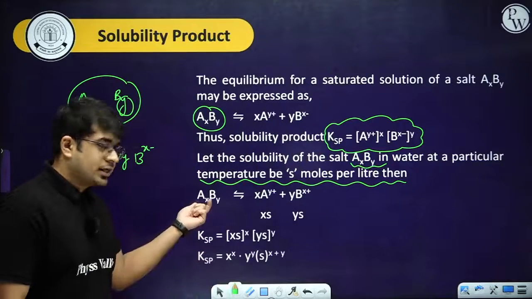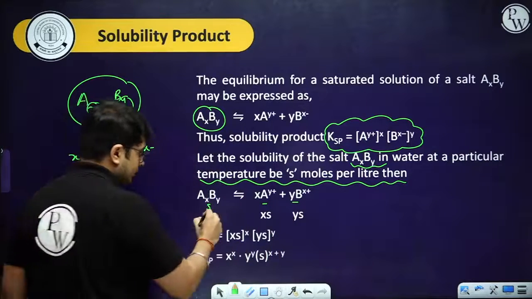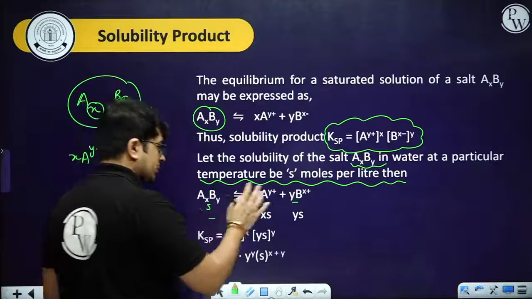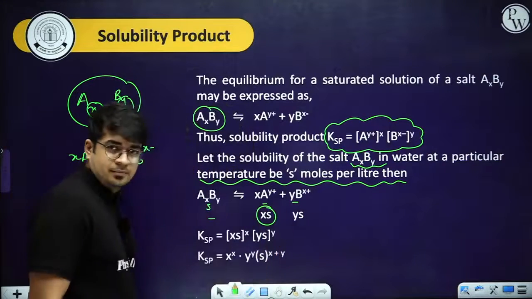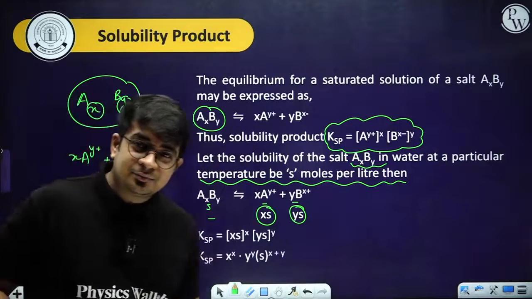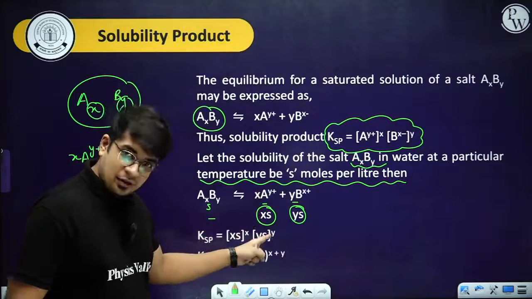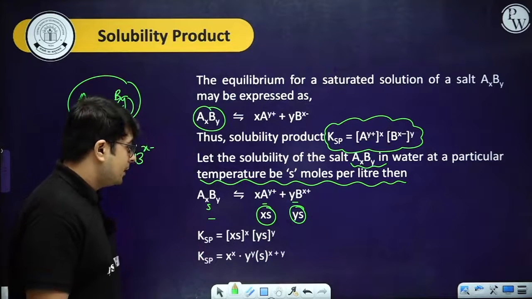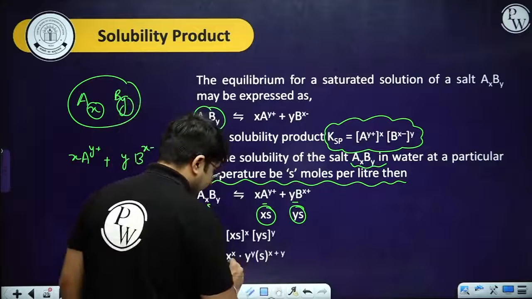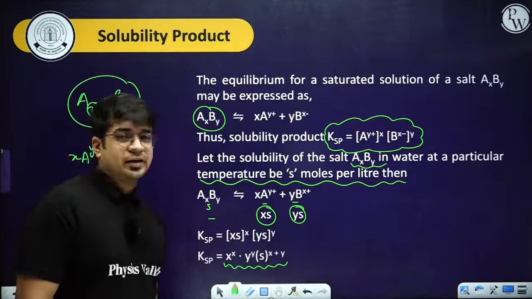So initially it was S, and nothing was there. After some time, this was completely consumed. Whatever maximum amount can be consumed, that part is gone. It is going to form xS and yS, just like the concentration C minus C alpha, and C alpha. If stoichiometry is there, you have to mention the stoichiometry also. Now you can put this value in this equation, and Ksp will become x raised to the power x into y raised to the power y multiplied by S raised to the power x plus y.